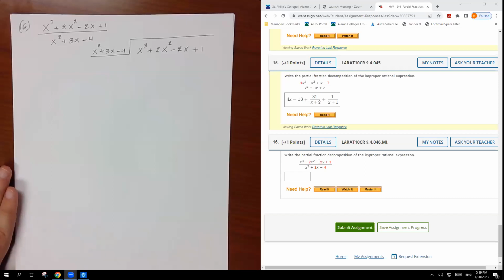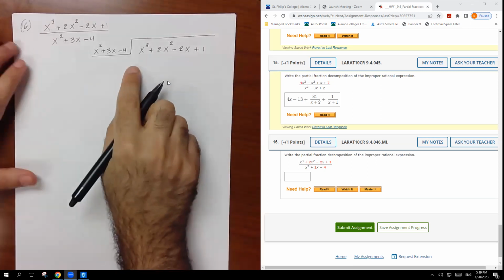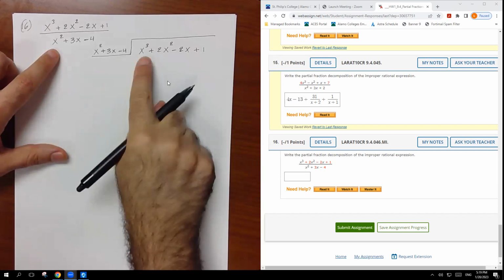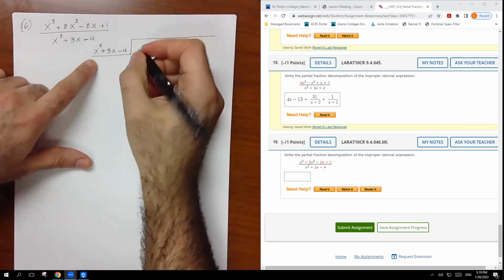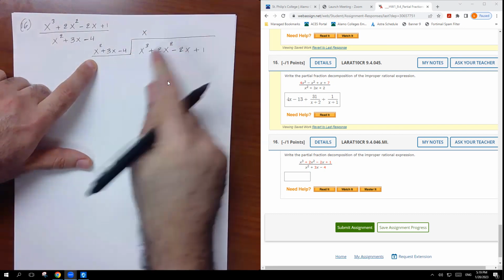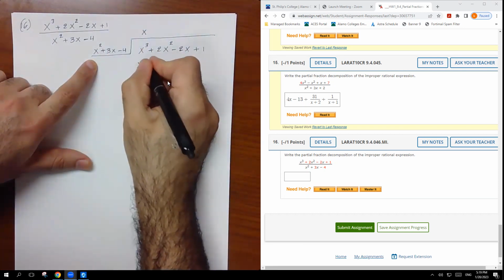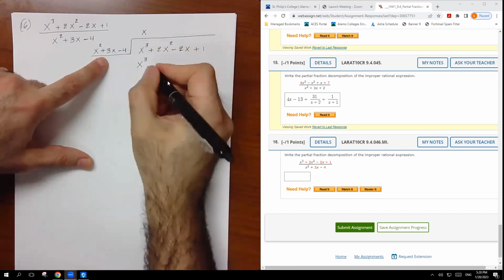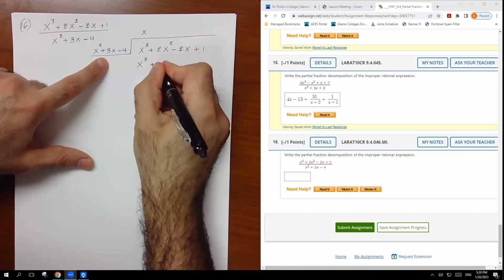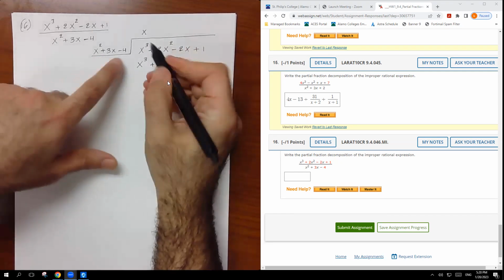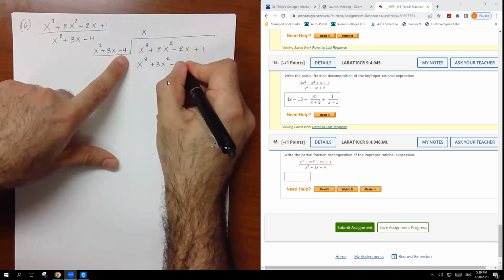So for example 16, the last one, we're going to do exactly the same steps as example 15. Check that the exponent on the top is greater than the exponent at the bottom, which means it's an improper fraction. So I'm going to use long division. I set up the long division. Here's the divisor. So x cubed divided by x squared is just x. x times x squared is x cubed. x times 3x is plus 3x squared. x times negative 4 is negative 4x.